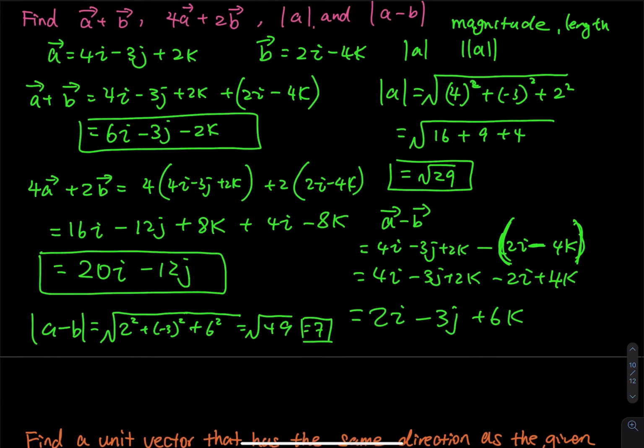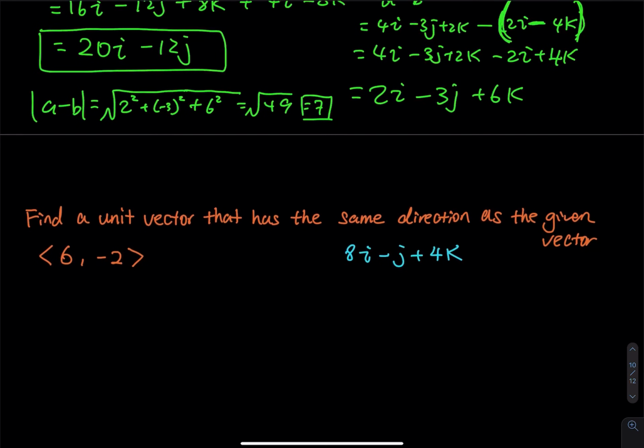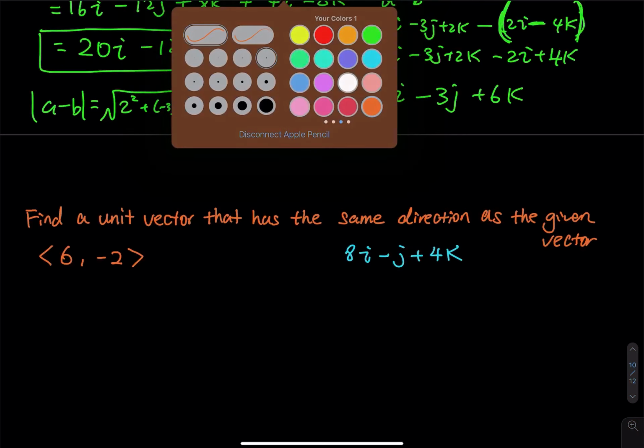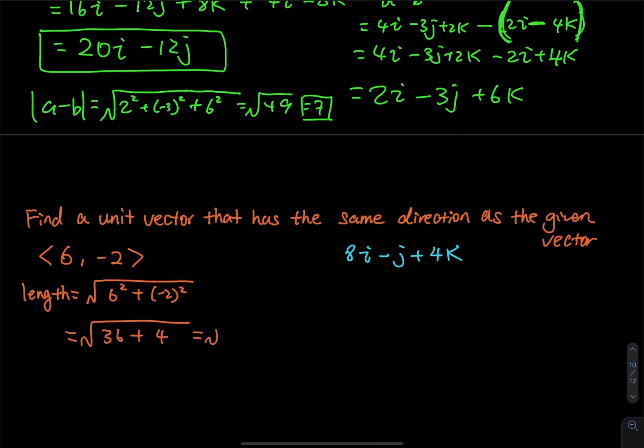And then in the next problem, what I have right here is I want to find a unit vector that has the same direction as the given vector. So I am looking for a unit vector, and clearly this is not a unit vector, right? I know it is hard to tell because this is your first time solving this problem, I assume. So let's find the magnitude first. So let's find the length, which is the magnitude. So that is the square of 6 plus the square of negative 2. What's that equal to? So that will be 36 plus 4. So that is equal to 40.